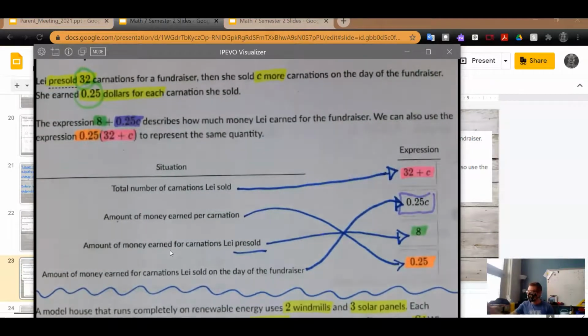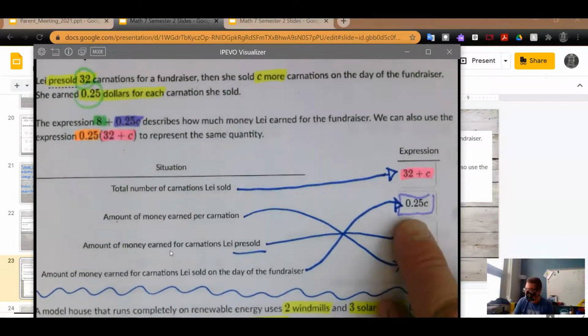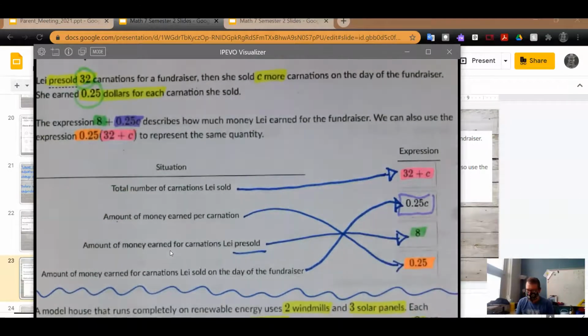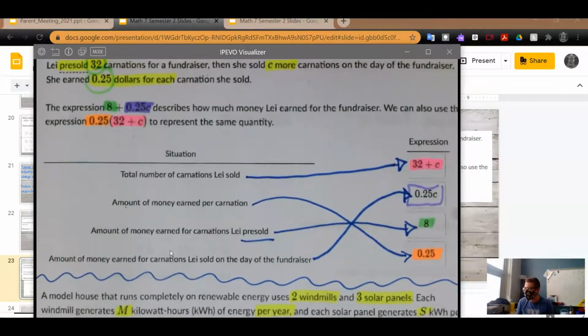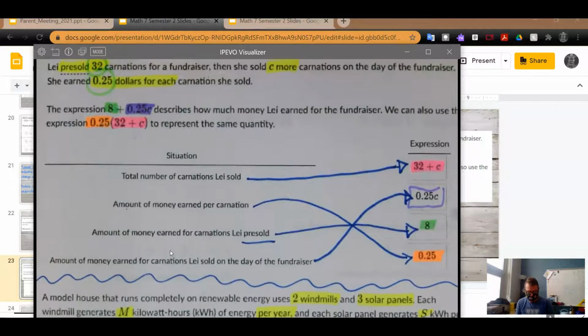And then on the day of, she sold C carnations. So she got a quarter for every C carnation she sold. So whatever C is, we'll do 0.25 times C. Write your own expression.